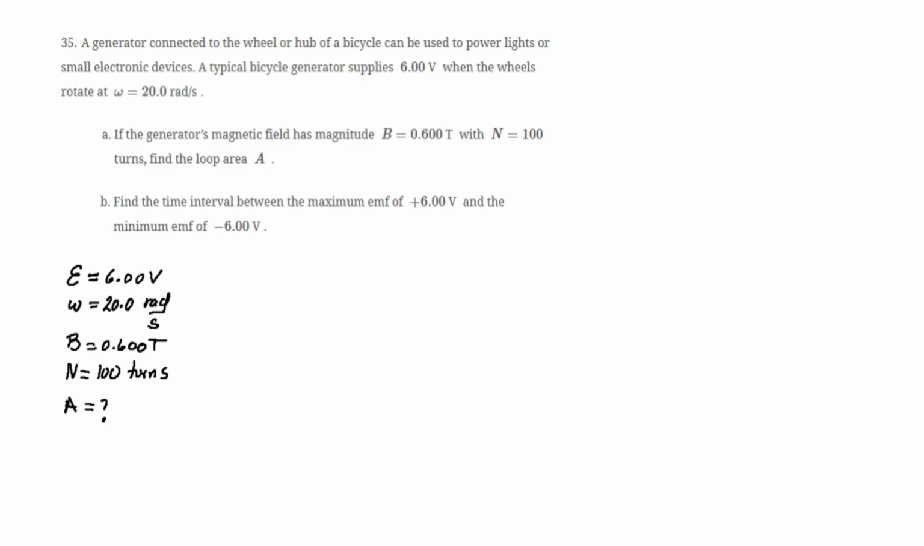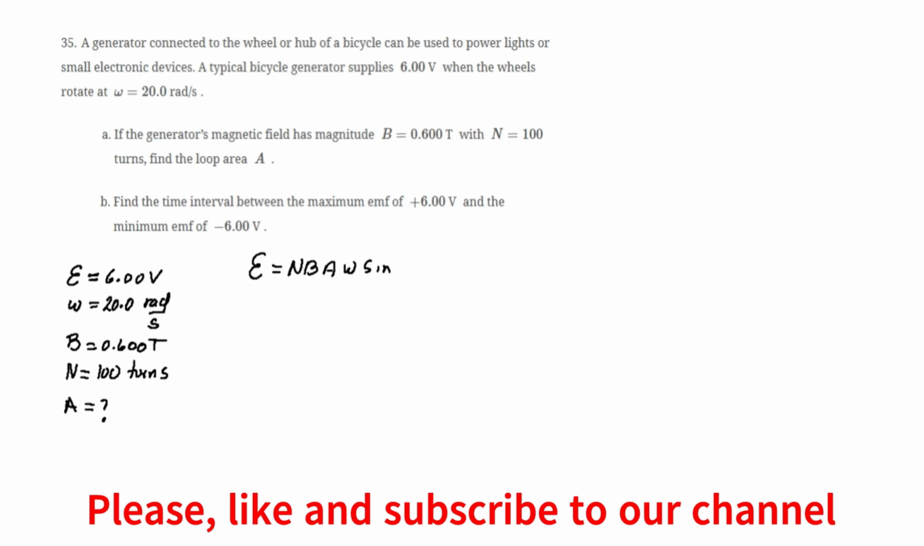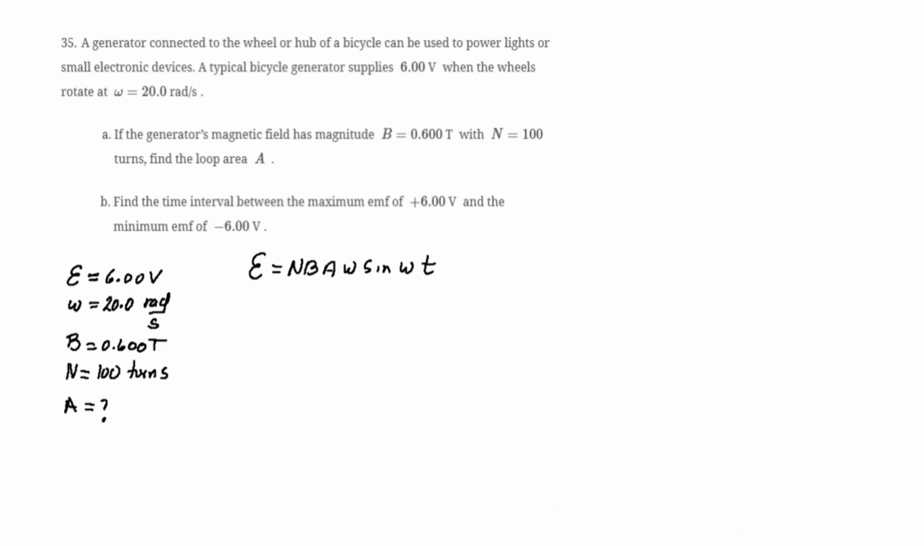Now, we know that this maximum electromotive force, you remember the equation, right? We said that the electromotive force is N B A omega sine of omega t. So the electromotive force is equal to the number of loops times the intensity of the field times the area times the frequency of rotation times the sine of the frequency times the time. Right?